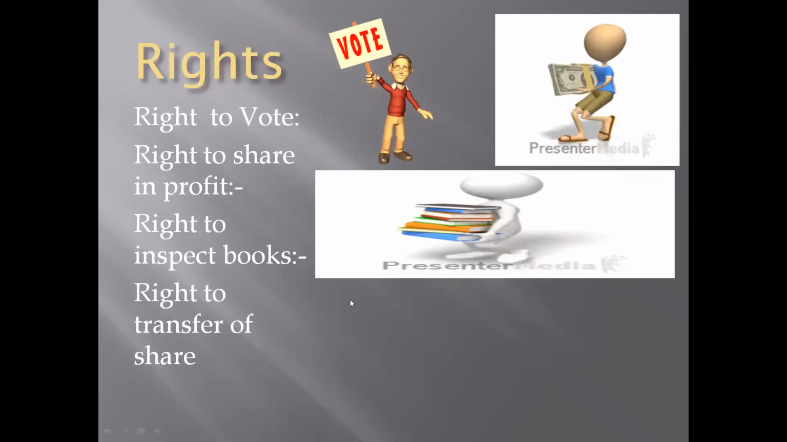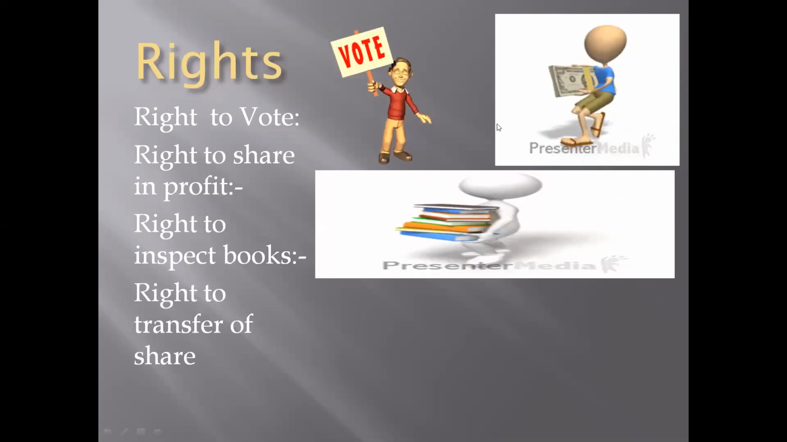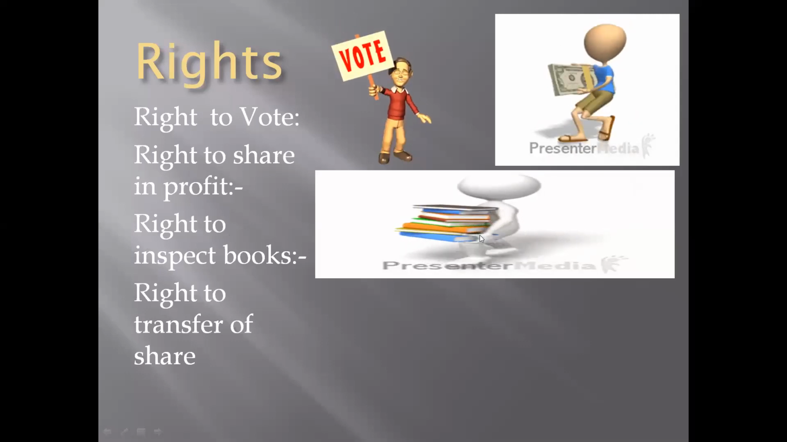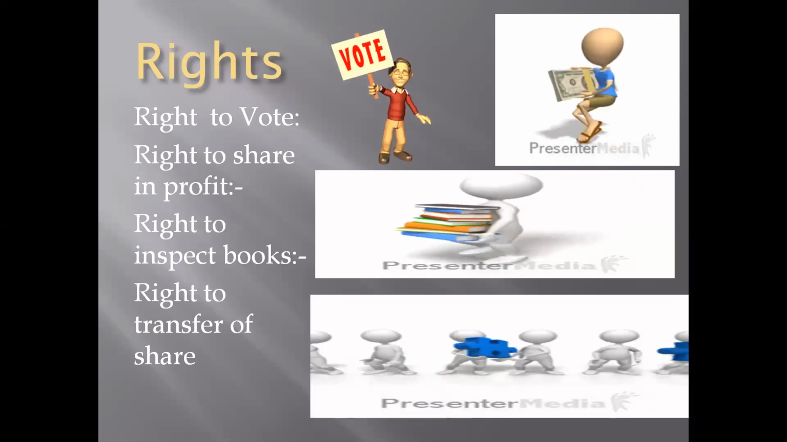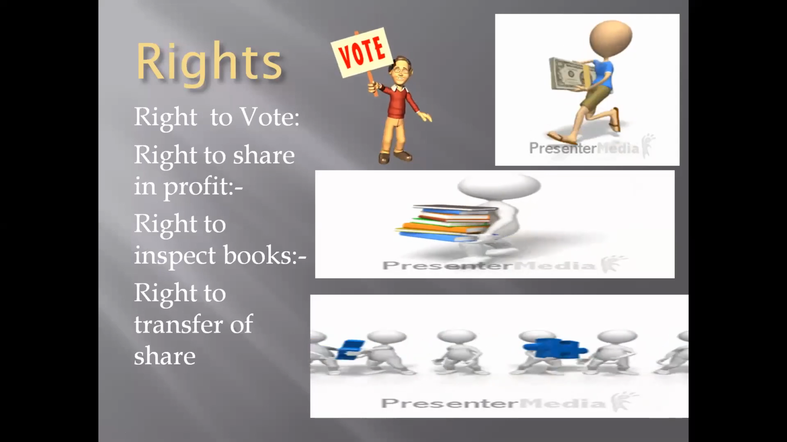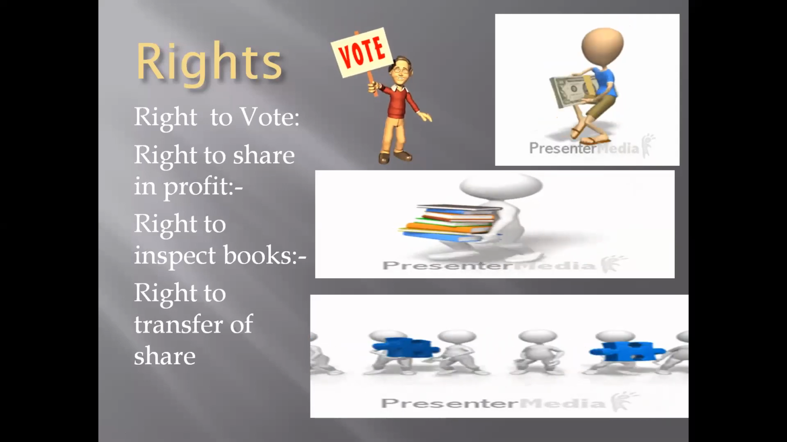Now again we have seen the rights. Right to vote. The person has the right to vote in the meeting. The equity shareholder has the right to get the profit, that is dividend. We saw dividend, correct? This person is taking the money and going, and he can inspect the books. See, this person is moving and inspecting. And the next is these people can transfer, correct? The equity shareholder has the right to transfer the shares also. They can transfer, which means they can sell the share to someone else.